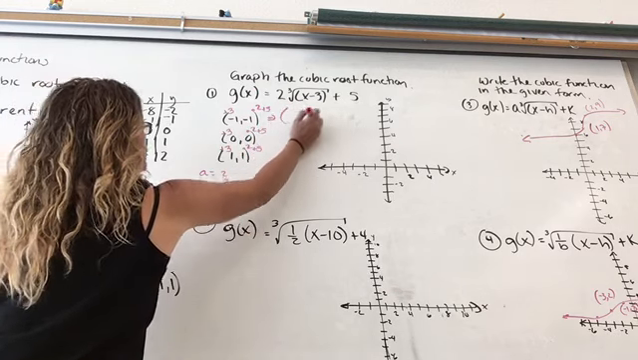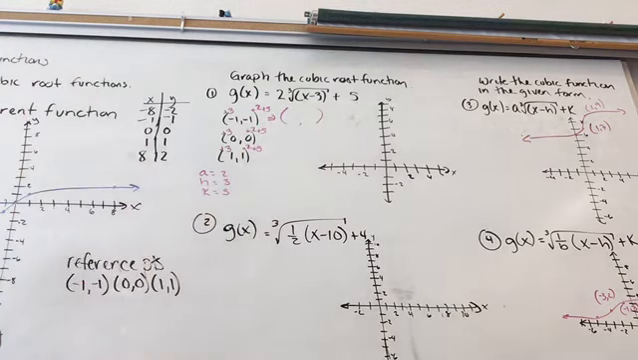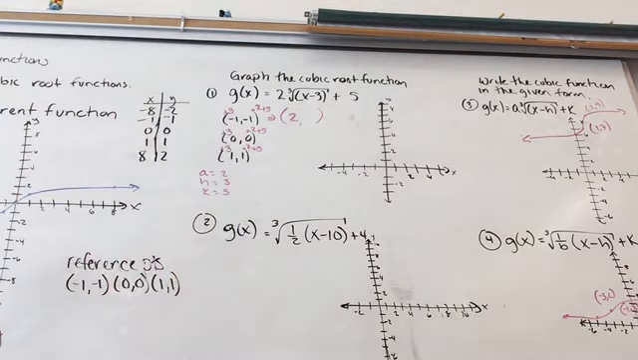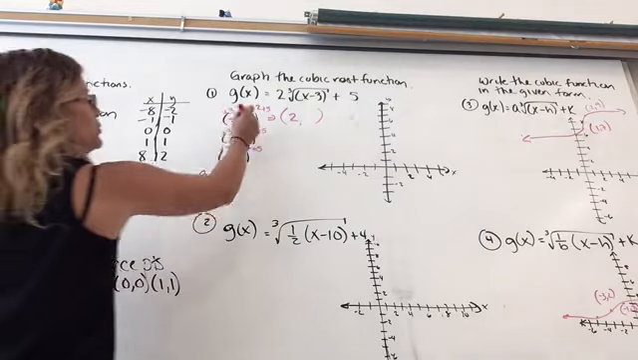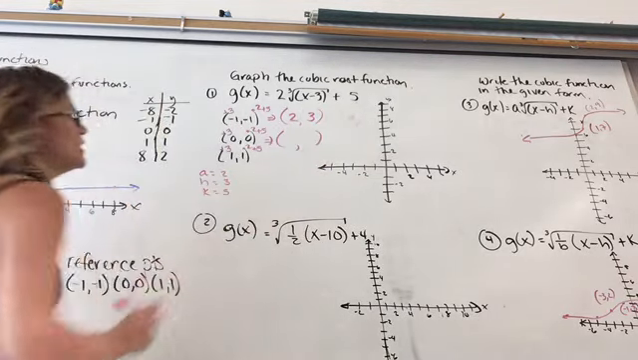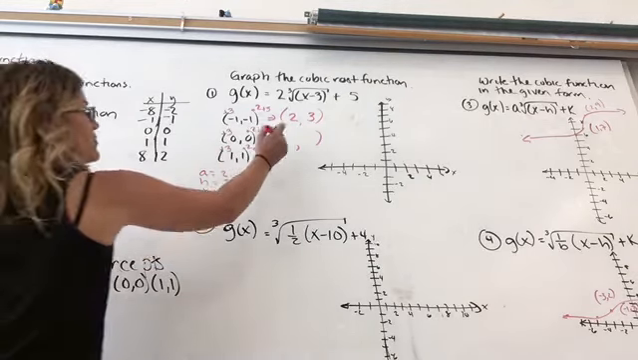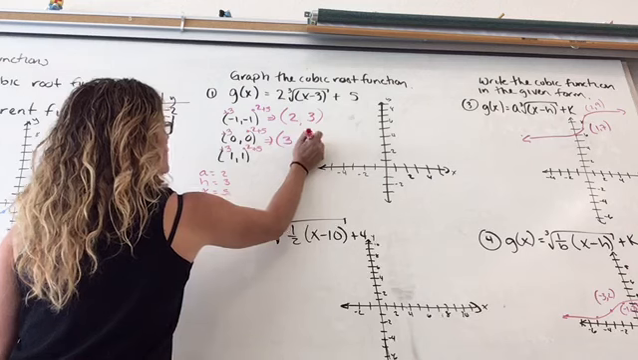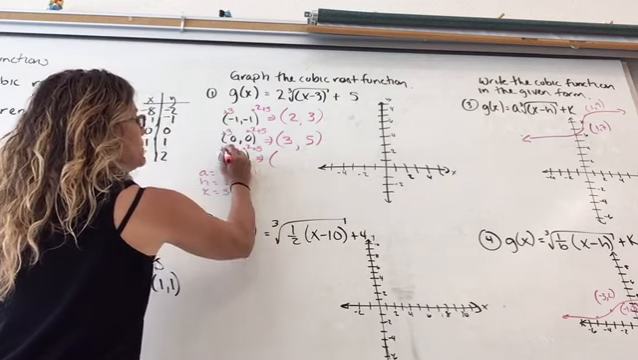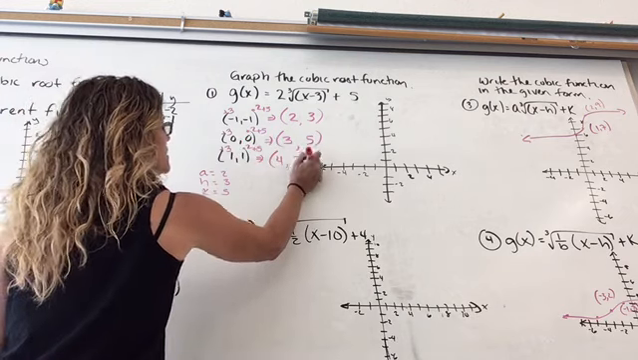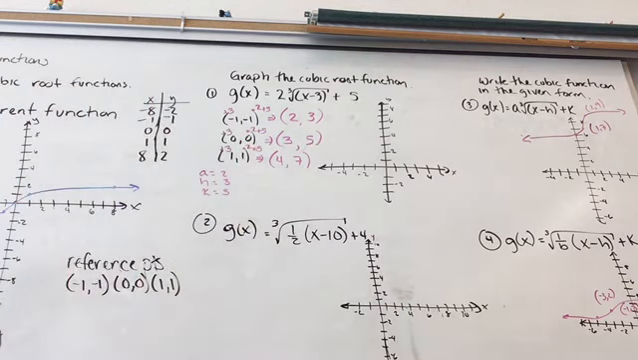And we're going to get some new points. So -1 plus 3 is 2. -1 times 2 is -2. -2 plus 5 is 3. So 0 plus 3 is 3. 0 times 2 is 0. Plus 5 is 5. 1 plus 3 is 4. 1 times 2 is 2. Plus 5 is 7. And we're going to graph these new values.